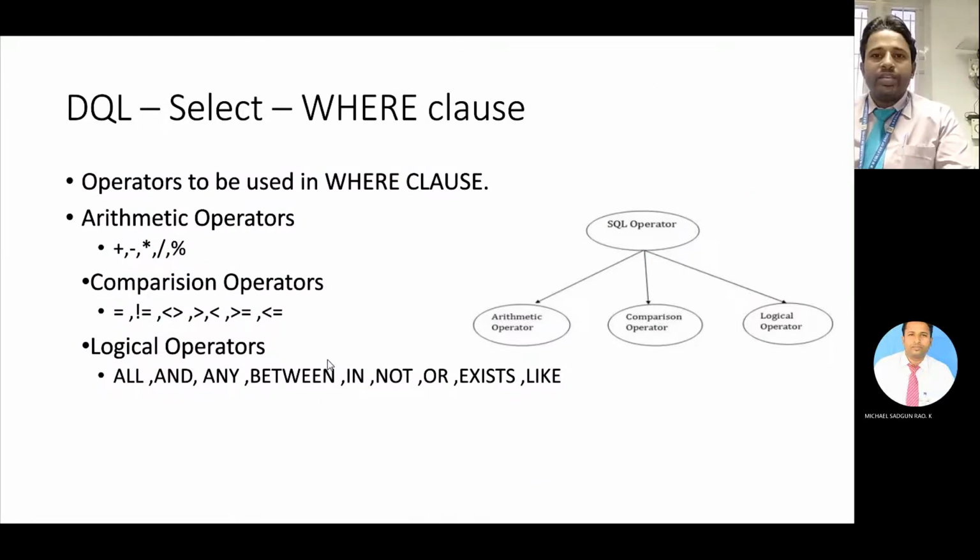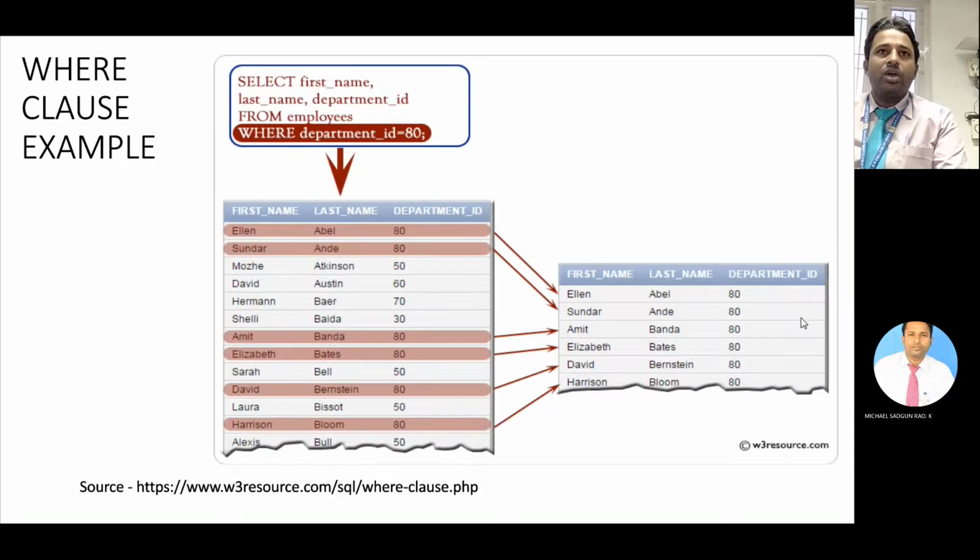Now in the where clause we can write a condition, and for those conditions we can make use of arithmetic operators like plus, minus, asterisk, slash, and modulus. Comparison operators like equals, not equals, greater than, less than, greater than or equals, less than or equals. Logical operators like all, any, between, in, not, or, exists, like can be used in the where clause. So these are arithmetic operators, comparison operators, and logical operators.